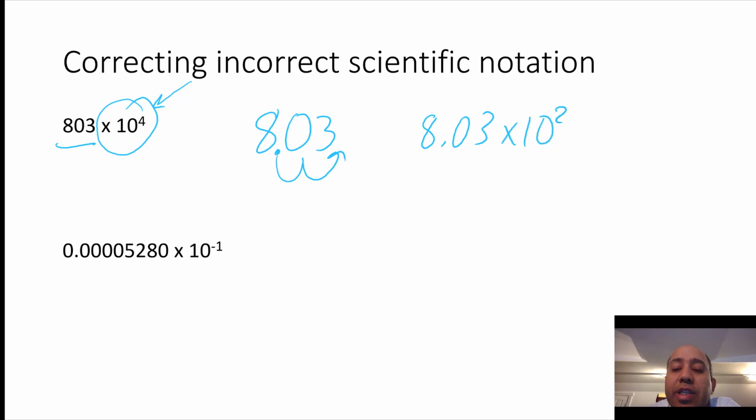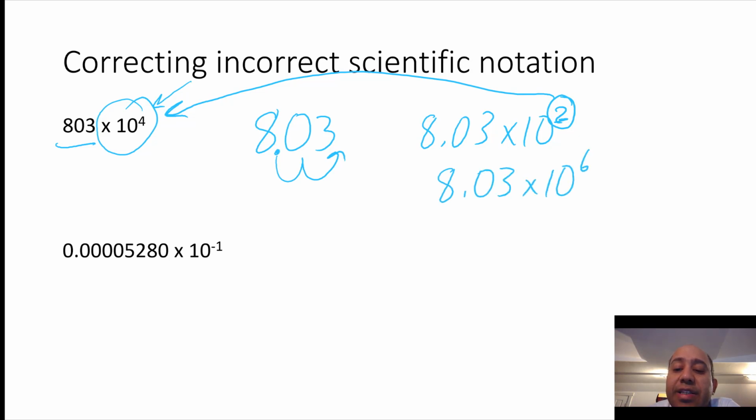And now you take this new exponent that you have and add it to the original exponent that you had before. So it's 2 plus 4. So it's 8.03 times 10 to the 6th. I think this is the easiest way to convert incorrect scientific notation to correct scientific notation. So I'm going to show you how to do the next one as well, and then there's 3 ones to try next by yourself.